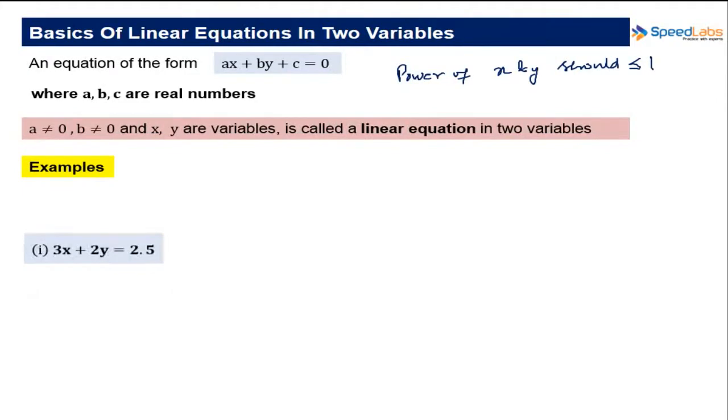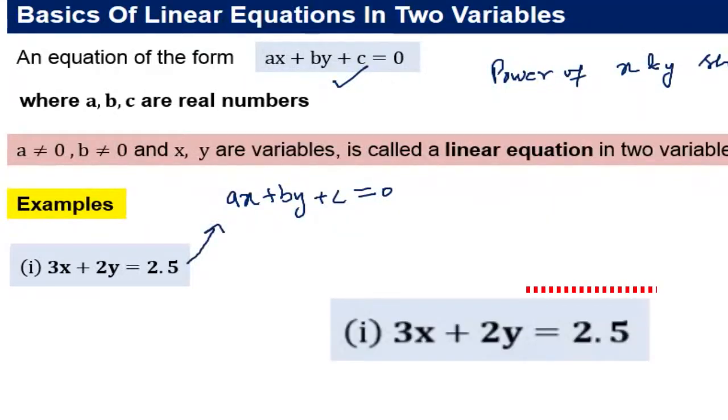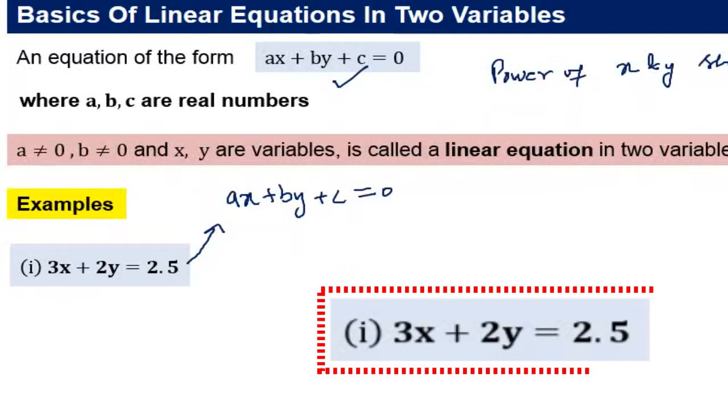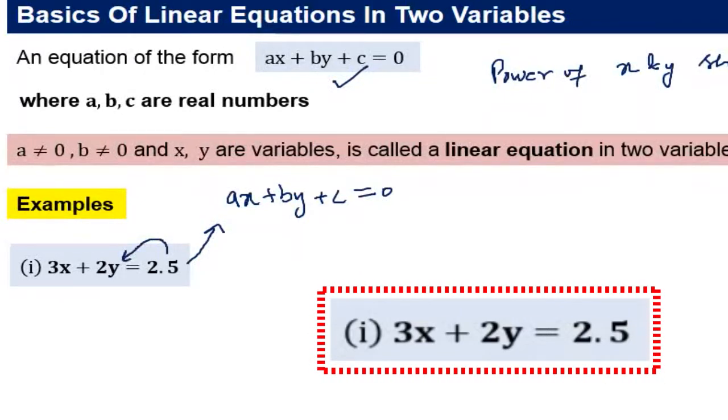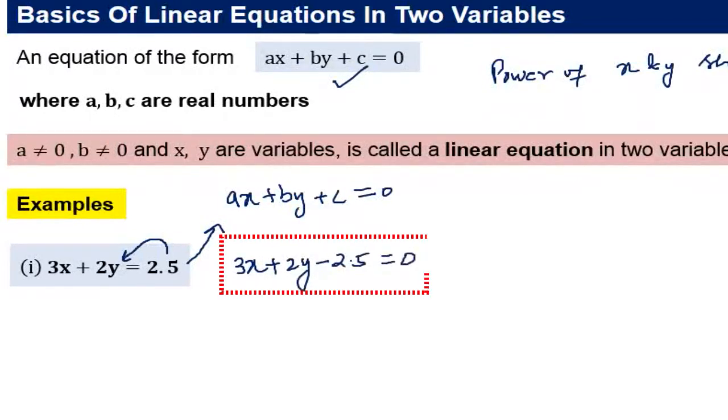So if you look at one example of linear equation, this is how a linear equation looks like. Now let us compare this equation with the standard form. So what is the standard form? It is ax plus by plus c is equal to 0, right? So let us write this equation in this form. So what should we do? We should transfer this 2.5 to the left hand side, so it will be 3x plus 2y minus 2.5 is equal to 0.